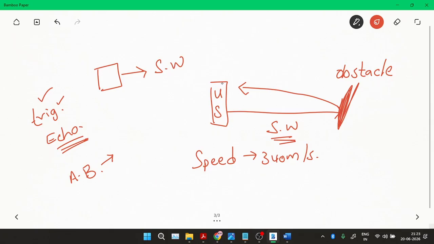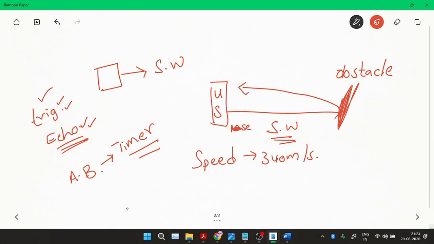Immediately when I receive an echo on the ultrasonic sensor, that is sent to the Arduino board. The Arduino board, immediately after receiving the echo signal, will stop the timer. It will subtract the time when you sent the trigger signal from the time when you received the echo signal, and calculate the difference. For example, the sound waves took 10 seconds.